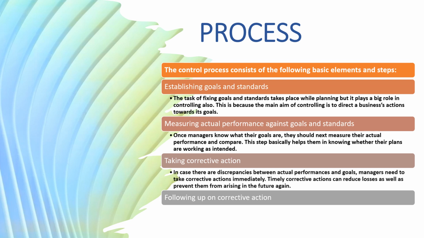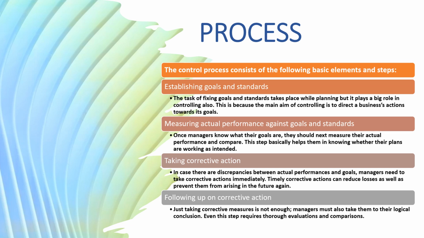Taking corrective actions: in case there are any discrepancies between actual performance and goals, managers need to take corrective actions immediately so that they can align with the company's goal. Following up on corrective action: just taking corrective measures is not enough. Managers should also take them to their logical conclusion. Even this step requires evaluation and comparison.